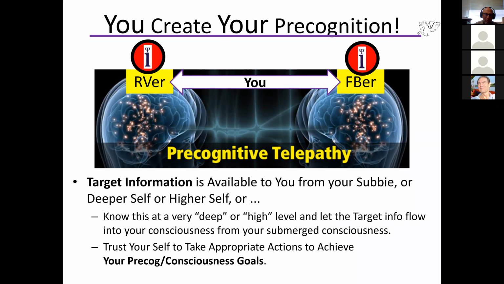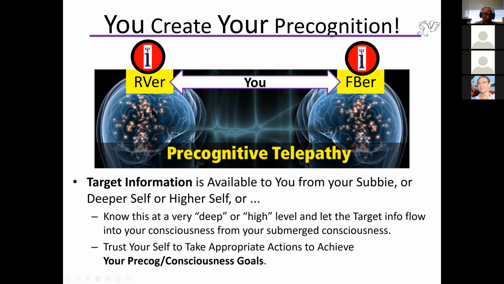Now, target information is available to you from your subby. Hey, be friends with your subconscious mind or your higher self, right? You have to feel really comfortable and trusted and know it's got your best interests at heart and all of those. And I think a lot of people struggle with that when bad things happen. In our context, it's misses. Handling misses psychologically is one of the biggest challenges in all of this. And know that there's a very deep or higher level that lets the target info flow into your consciousness.